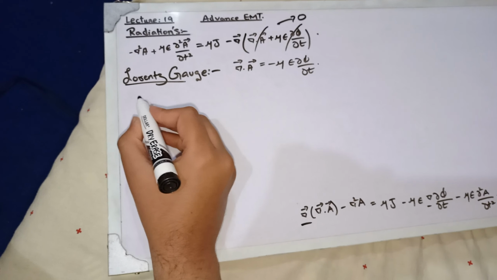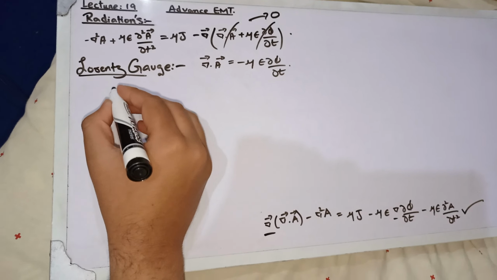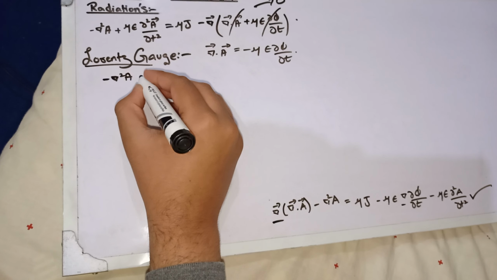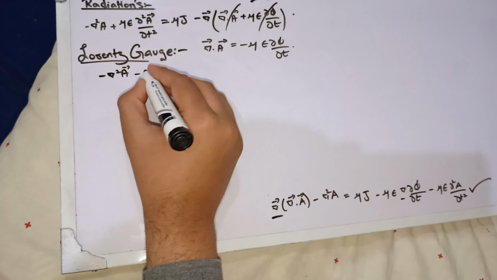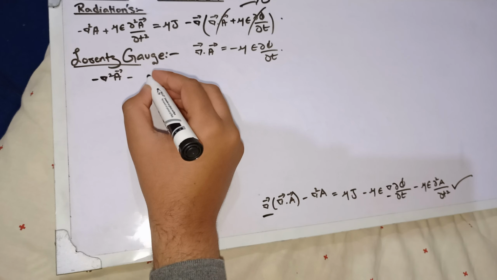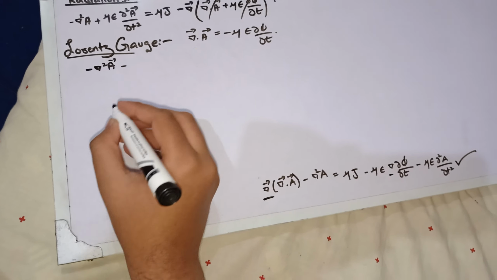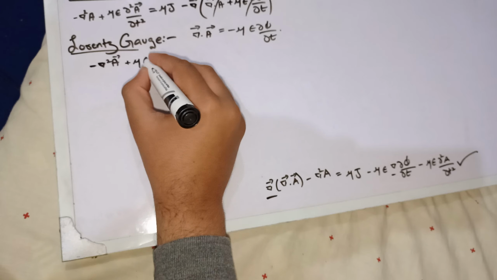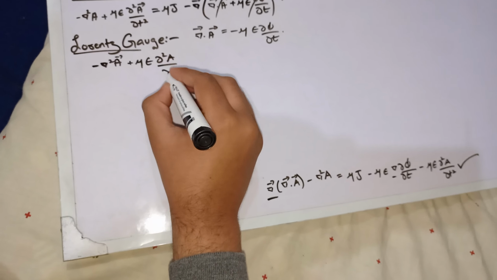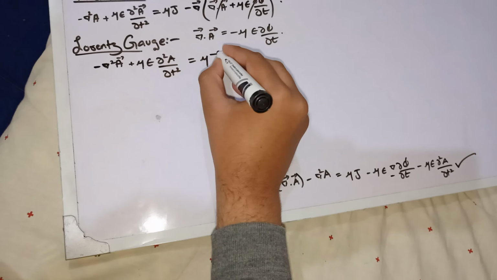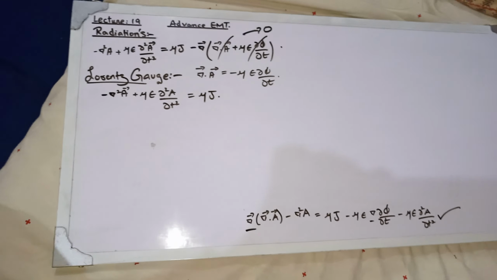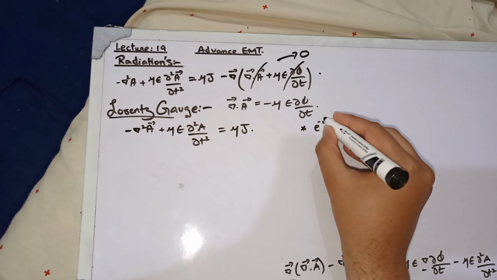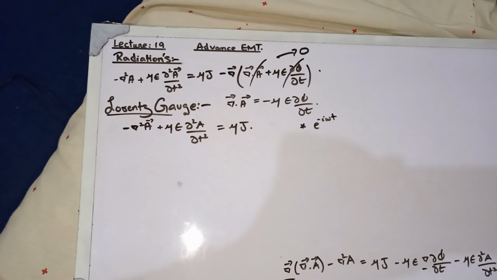So your final expression can be written as minus del square A plus mu epsilon partial square A divided by partial t square equals mu J. That's it. Okay, now here, because we are taking space and time, e to the power minus i omega t is the time factor.